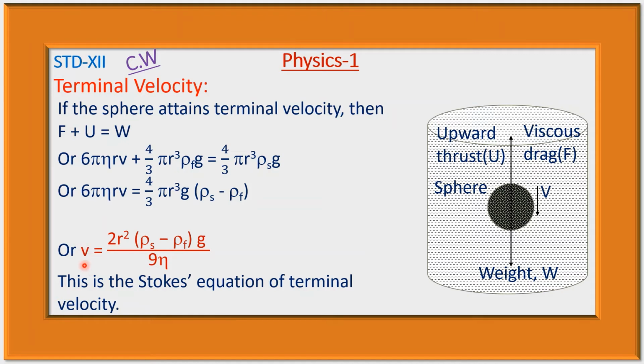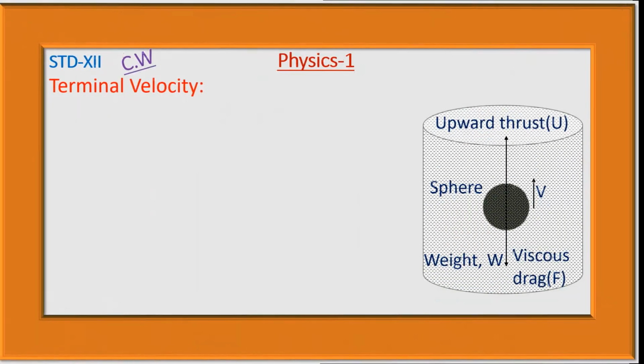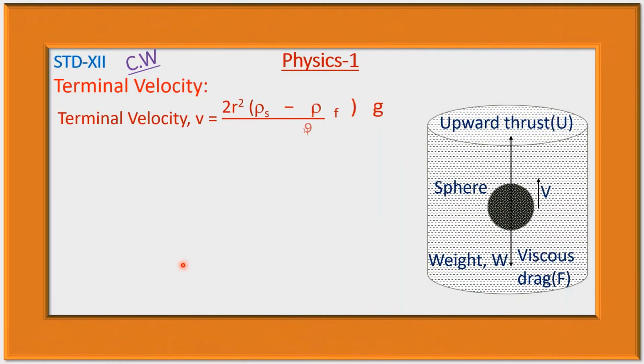Here v is the terminal velocity, r is the radius of the sphere, rho s is the density of the sphere, rho f is the density of the fluid, g is acceleration due to gravity, and eta is the coefficient of viscosity of the fluid. Using this equation, we can determine the terminal velocity.